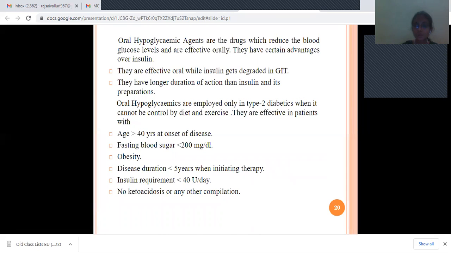That means the person is regularly maintaining exercise and diet but is not able to maintain the blood glucose level in the body. For those type 2 diabetes patients, we use this drug. Also for age more than 40 years at the onset of disease, fasting blood sugar of less than 200 mg per dl, obesity condition, disease duration, and insulin requirements.